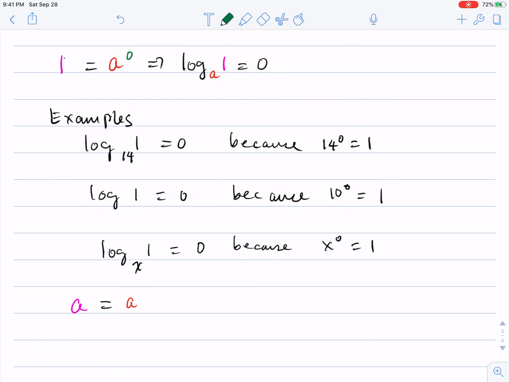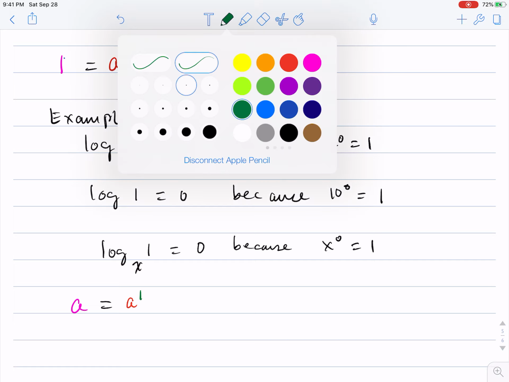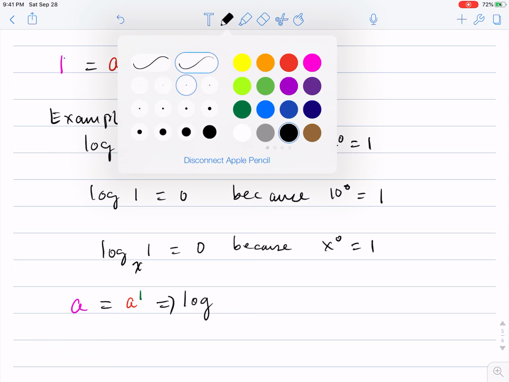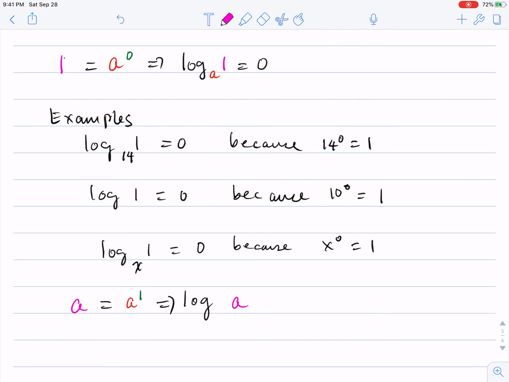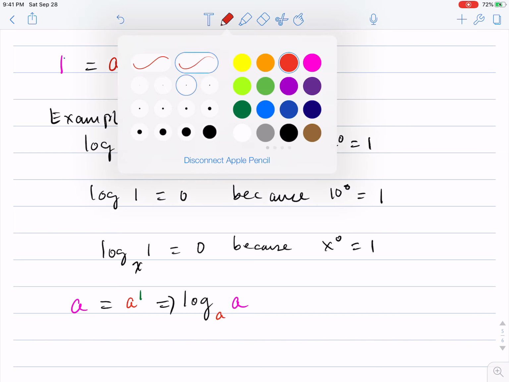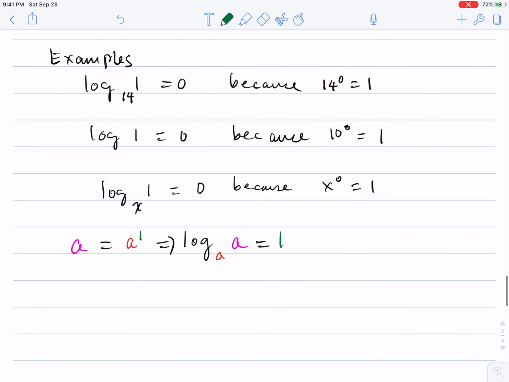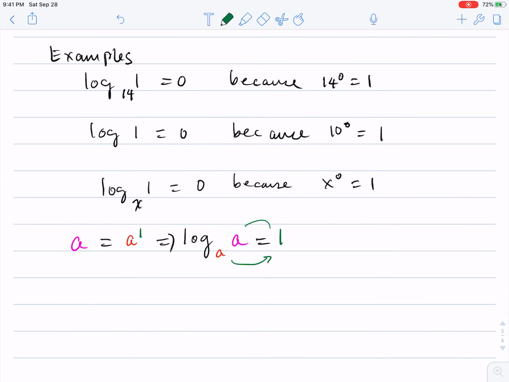So, ano mangyayari sa logarithmic form niya? Magiging logarithm of a pa rin yung base natin, di ba? Tapos ano yung pinakasagot natin? A to the base a din. So that is equal to 1. Okay? Meaning, because a to the first power is equal to a.